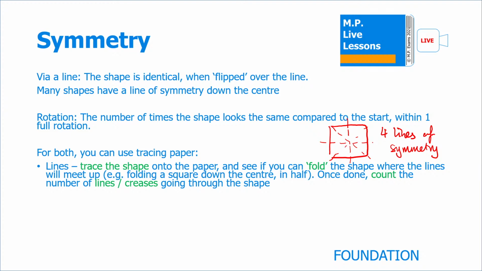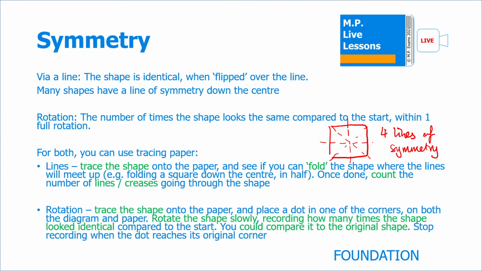Another way you could do this is through rotating the shape. So you first, again, trace the shape onto the paper, place a dot in one of the corners, or maybe in the center of the shape, and then you start to rotate it around slowly, and then check if it matches the original shape once you've rotated it a full time.